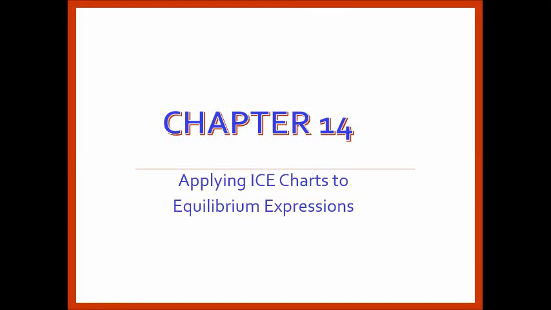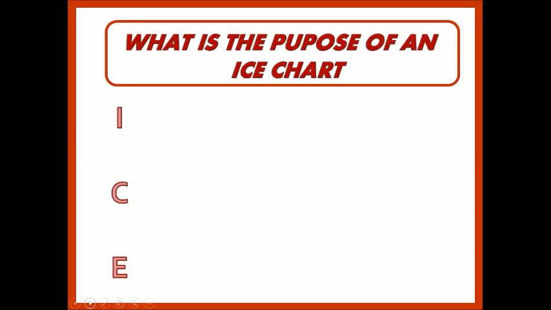Hey guys, so in this video we're going to introduce the idea of an ICE chart and discuss the situations where they should be used. So an ICE chart is a mathematical table that is used to find equilibrium concentration expressions for all of the species involved in a chemical equilibrium. Remember that the abbreviation ICE actually stands for Initial, Change, and Equilibrium.